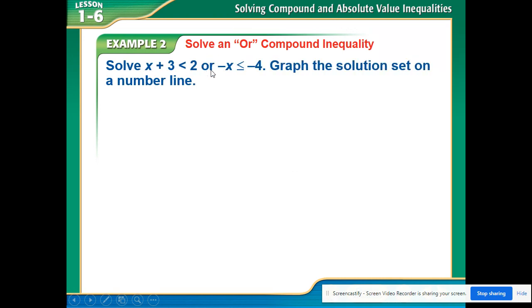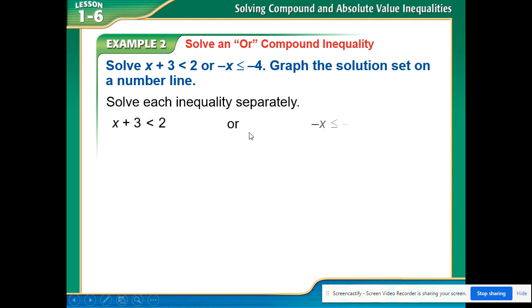All right, this is an or because it says or. All your ors will say that. That special type of and is only an and. So let's go ahead and solve each of them.